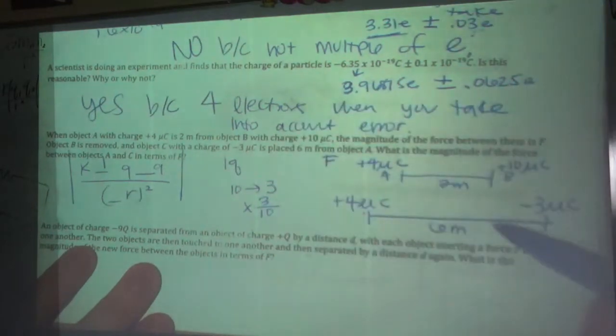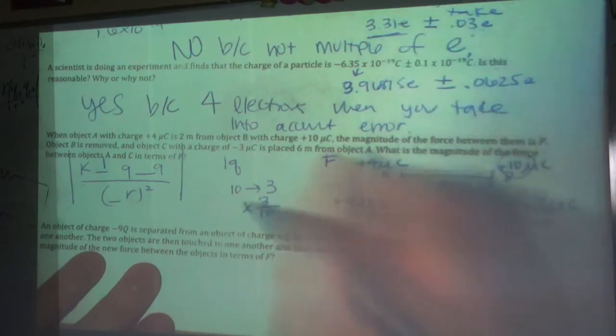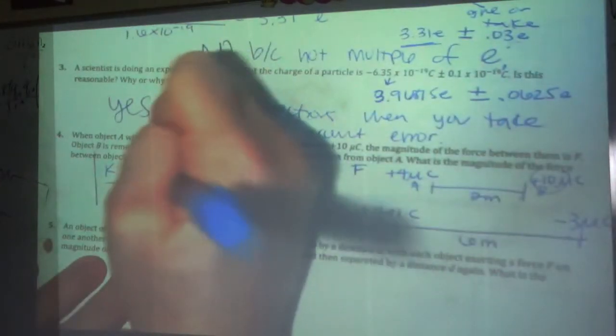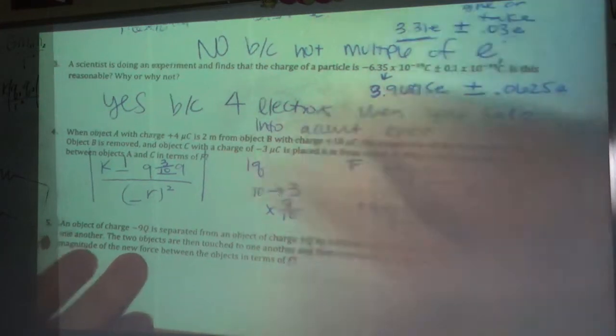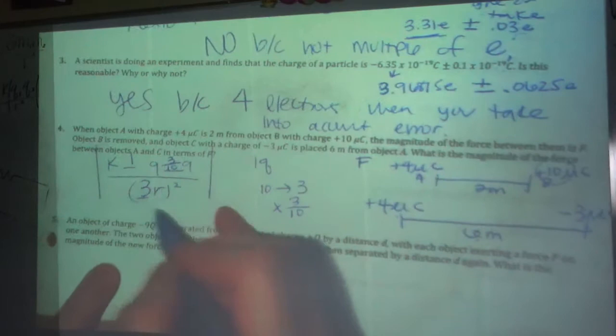You could think about it as new over old is your scale factor, or I just think about it as: I had 10, I don't want 10 anymore, I want 3, so I'm going to multiply by 3, that's 30, divide the 10 out, and that gives me 3 again. So I have 3 tenths the original charge, and then the distance was 2 and now it's 6, so I have 3 times the distance. So now I'm just looking for factors of change.